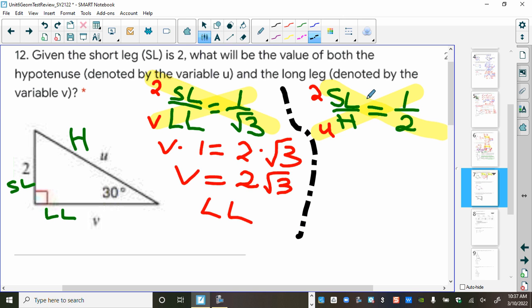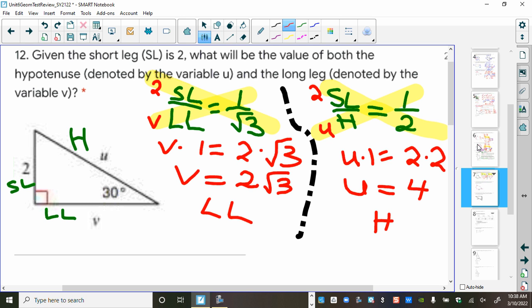Because similarly, U times 1 is just U. But what's 2 times 2? Do we have to do anything else? No, that's it. We're done. That's all we had to do, ladies and gentlemen, for that problem. That particular one, it was that simple.